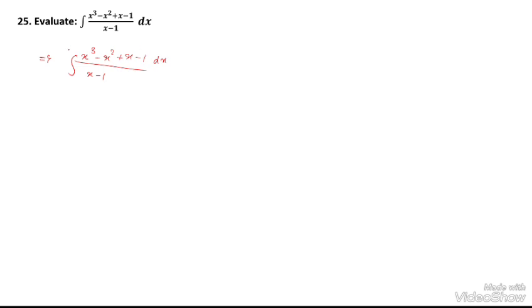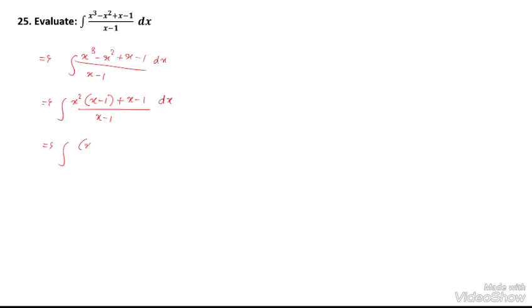Simply, considering x cube minus x square, I will take x square as common. It becomes x square times x minus 1, plus x minus 1, all divided by x minus 1, into dx. Here, in these two terms, x minus 1 is common.